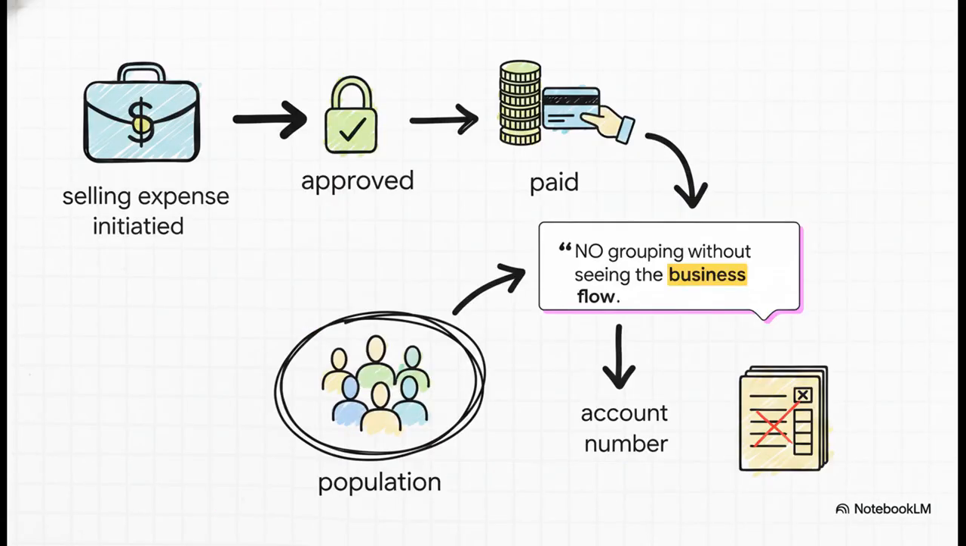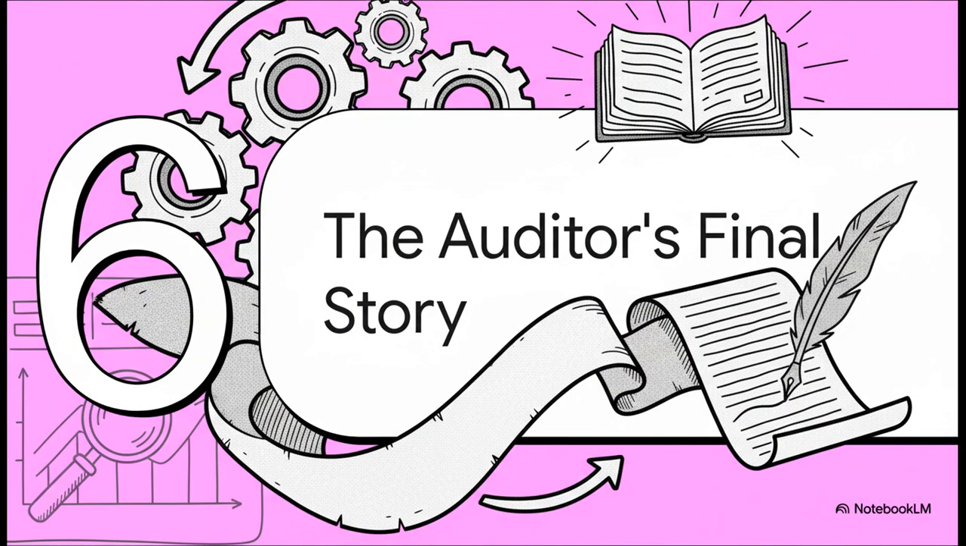And finally, maybe the most important rule of all, no grouping things together without understanding the business flow. The process, how that expense is started, approved, and paid, that's what defines the population, not the account number on a spreadsheet. So when you follow these rules and you really adopt this mindset, what's the big payoff? Well, you get to write a final story in your audit file that's clear, confident, and actually, intelligent.